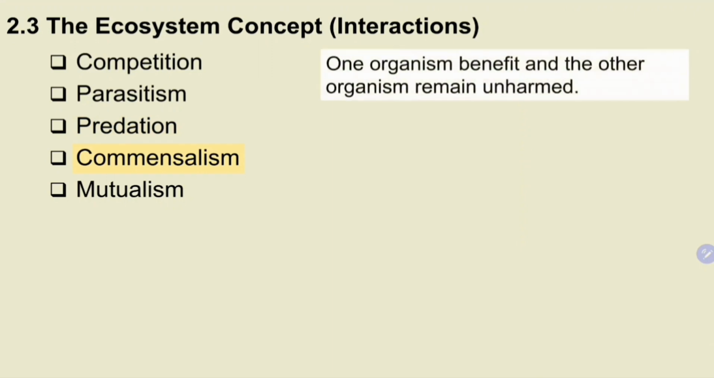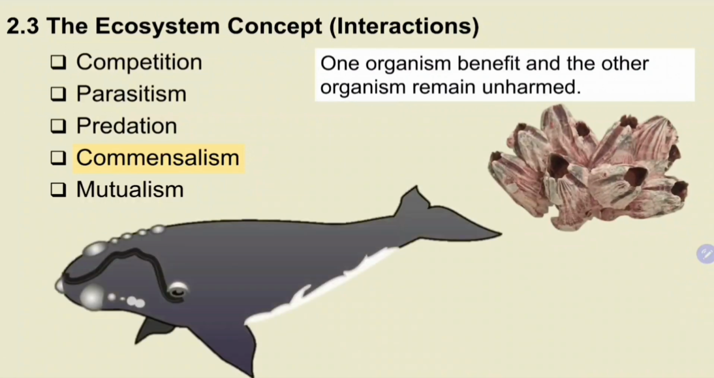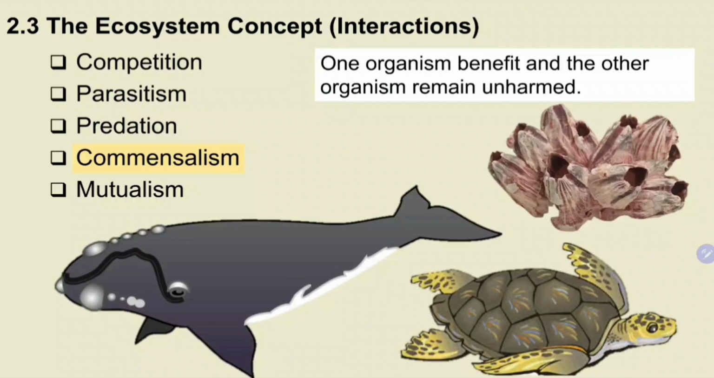Commensalism is when one organism benefit and the other organism remain unharmed. So satu organism yang akan depend on the other organism to live. Organism yang being dependent on itu tidak akan affected in any way. So itu baru commensalism. For example, this barnacle that can be found on whales. So barnacles that live on the whale skin. Or turtles. Dekat turtles pun kita boleh jumpa barnacles. Barnacles uses whale and turtle to move around.